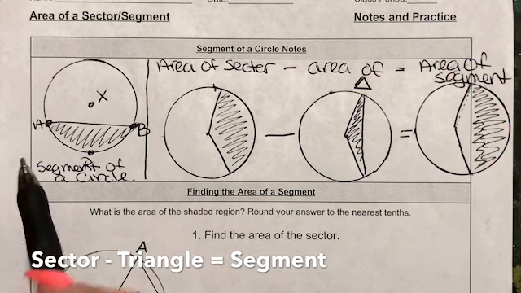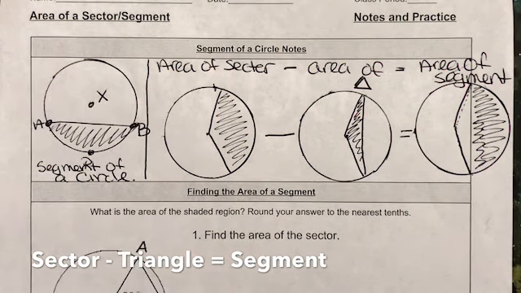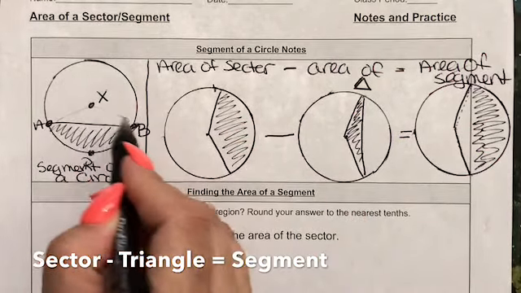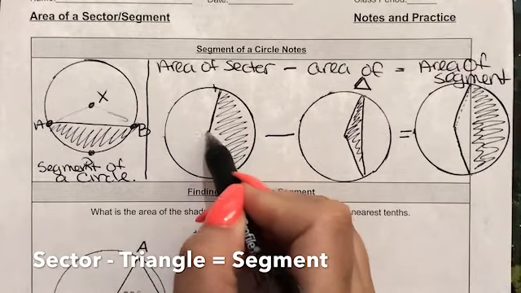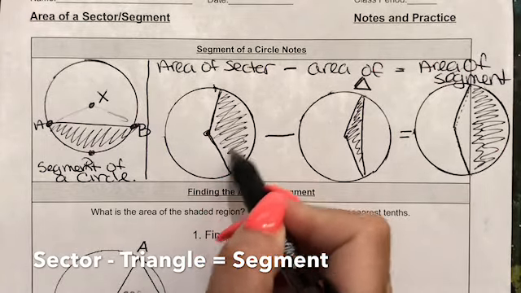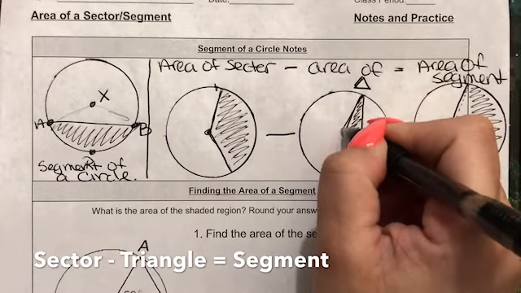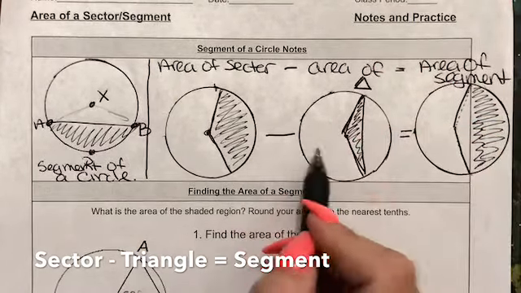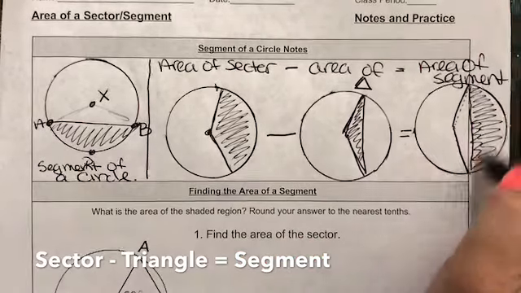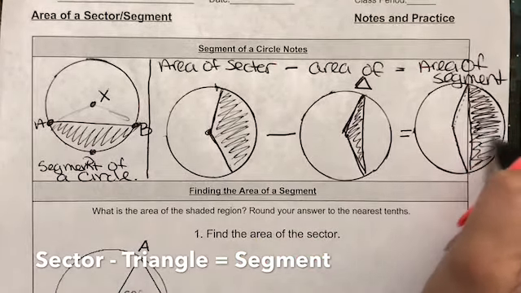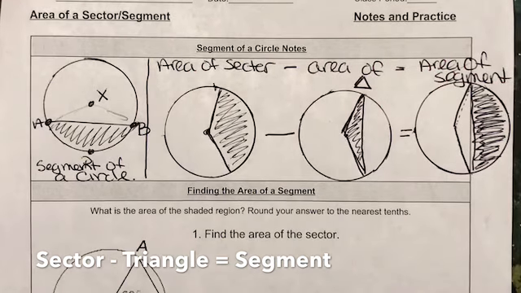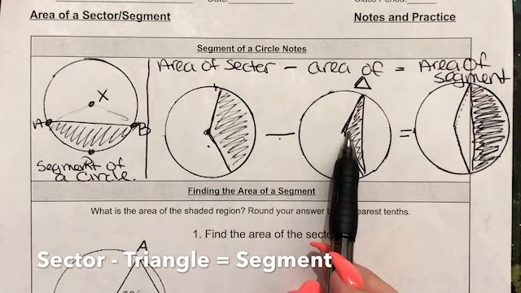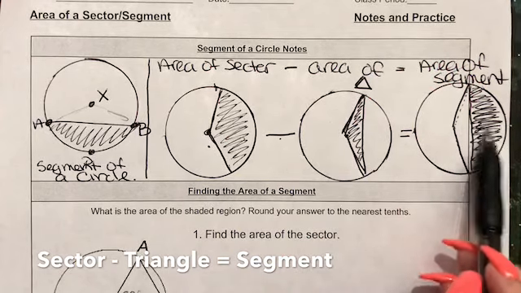In order to find a segment of the circle, we're going to do a couple things. We're going to find the area of the entire sector, like you see here. Then we're going to find the area of the triangle. We're going to subtract those two answers, and it's going to give us the area that we're looking for, which is just the piece that is cut off by the segment.